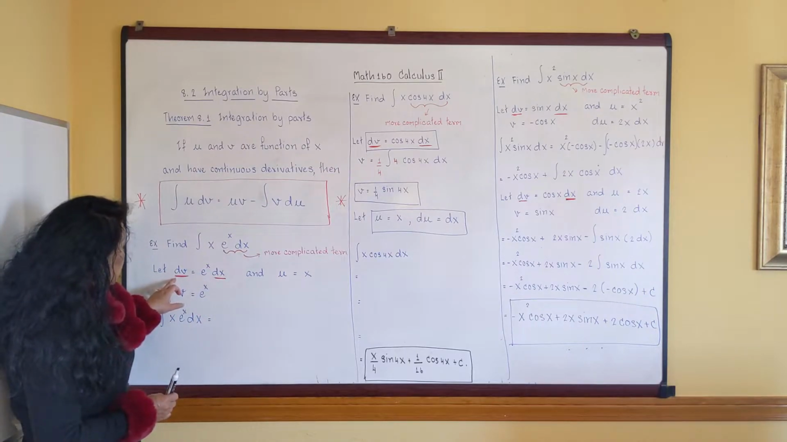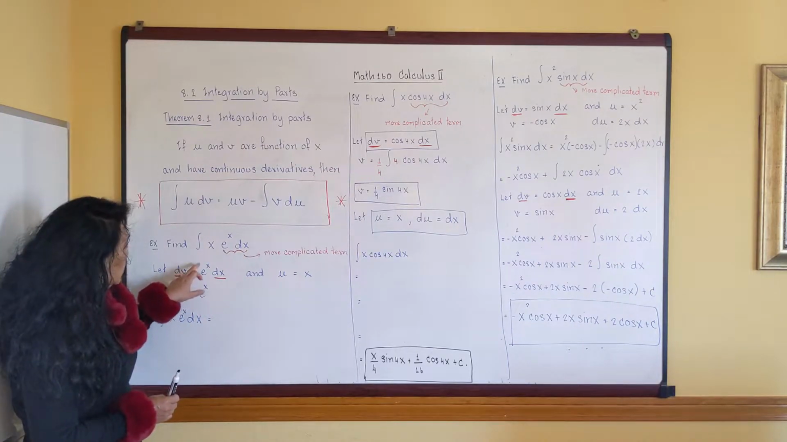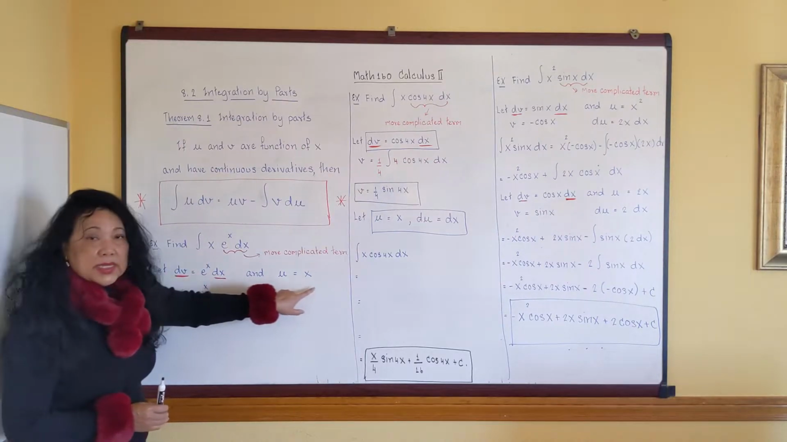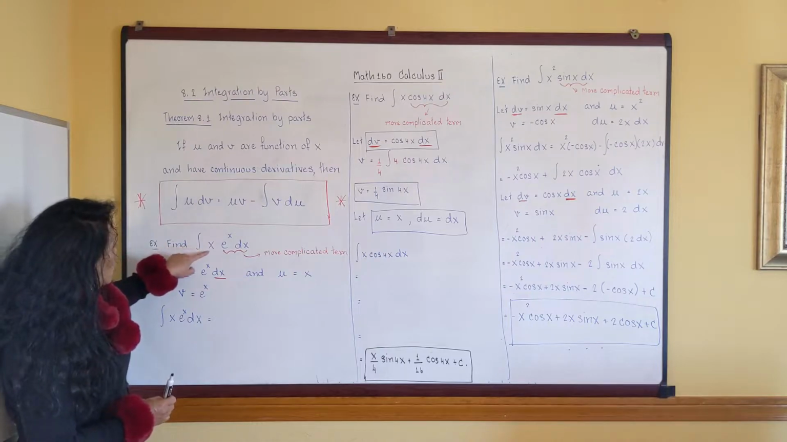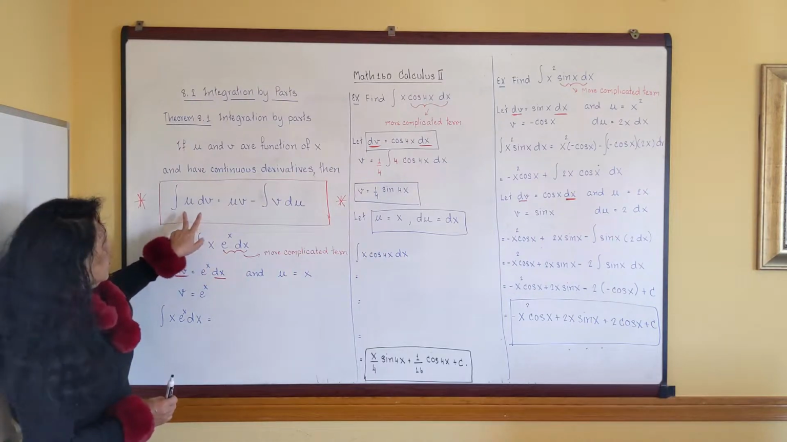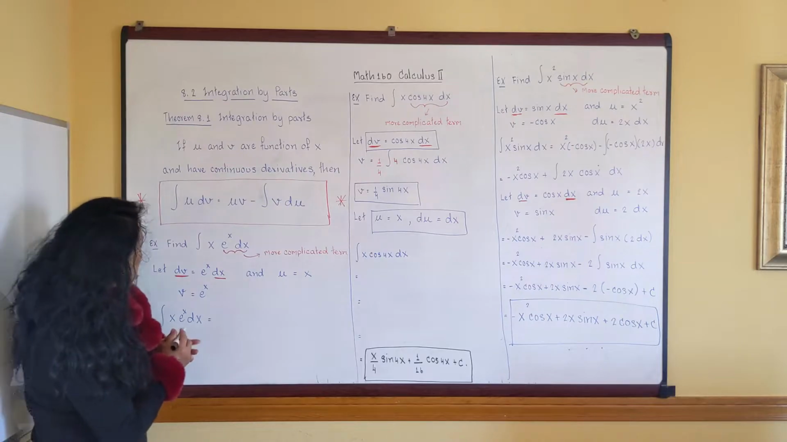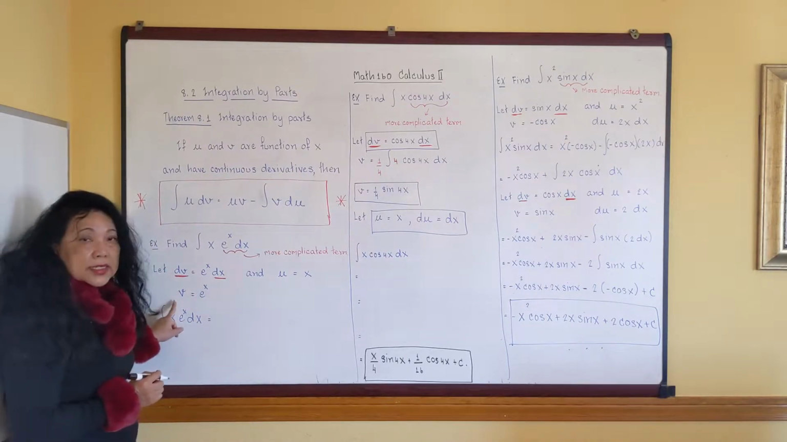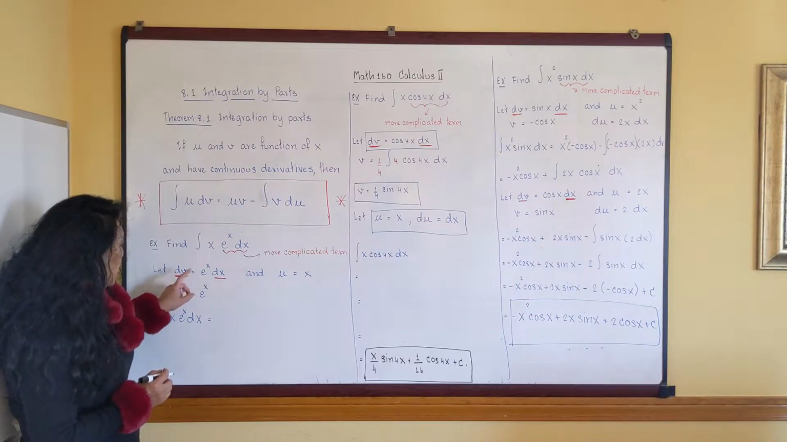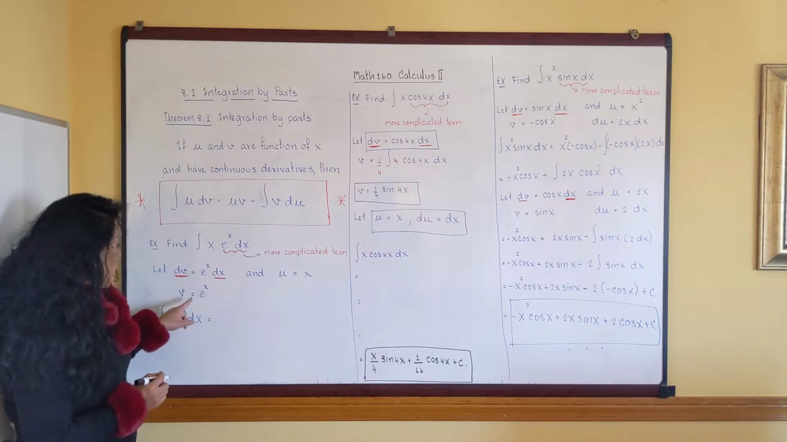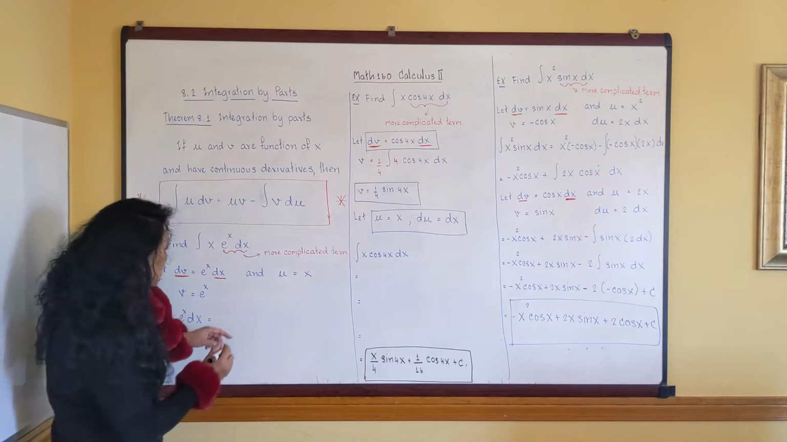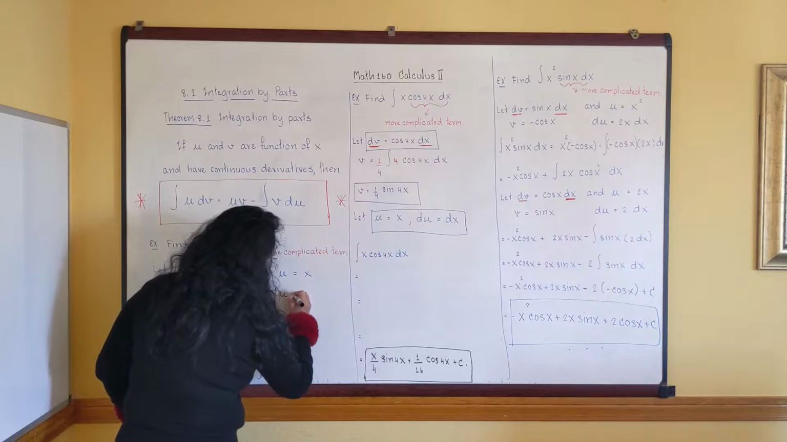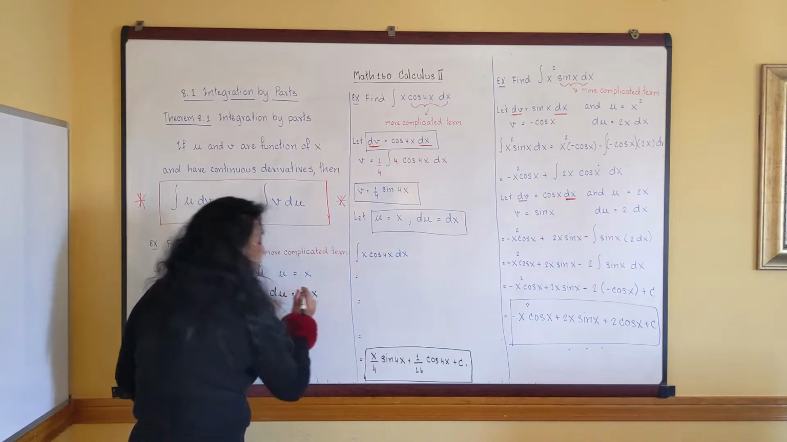So if my dv is equal to e to the x dx, then my u has to be x. So I have u dv from here. If I take the integral of dv, I just get my v. The integral of e to the x dx is just e to the x. Now if you take the derivative, du, you just have dx.